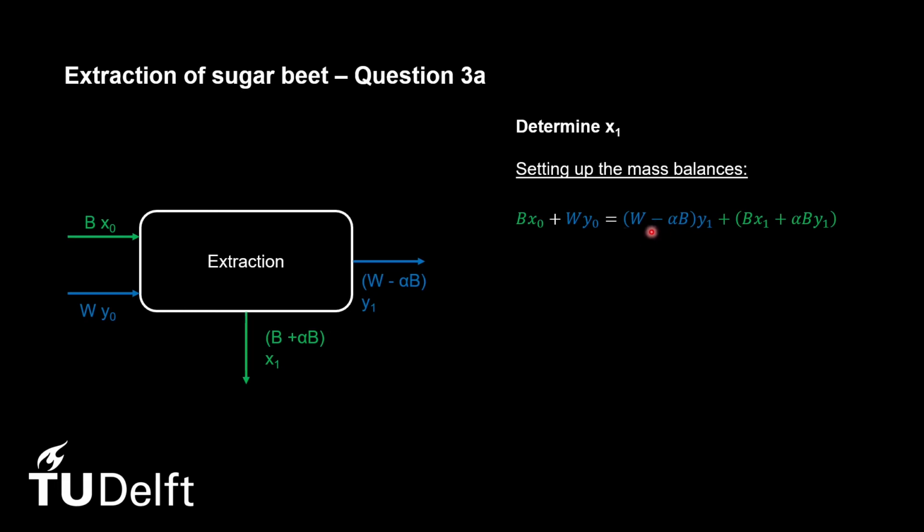The first thing we can do is split out this part of the equation to simplify it a bit. When we split it out, we can see that these two terms cancel each other out. Moreover, we can make two assumptions. First of all, we can assume that our water extract stream that enters the system contains no sugar, setting the y0 fraction to 0.